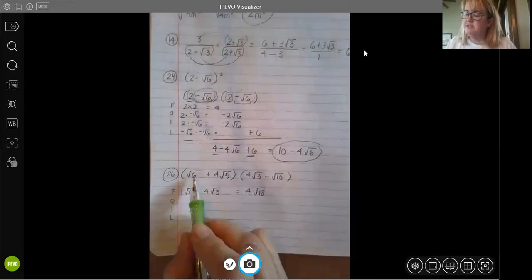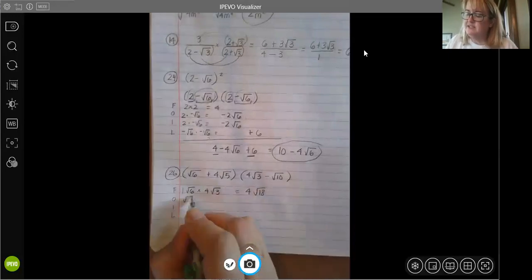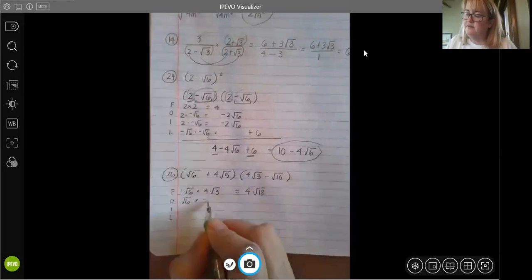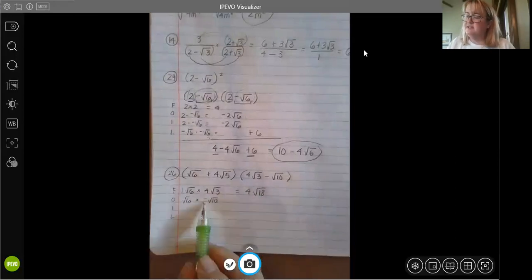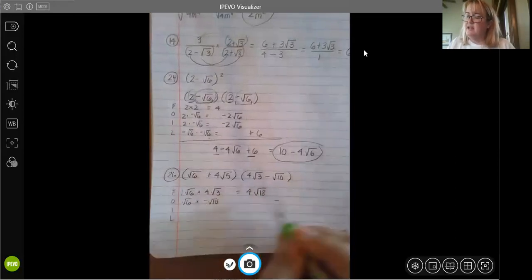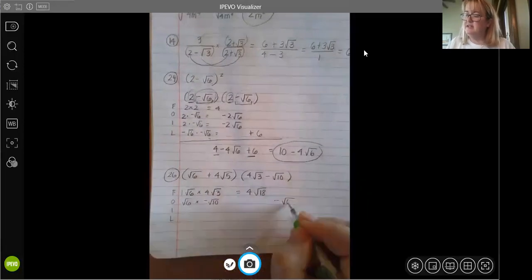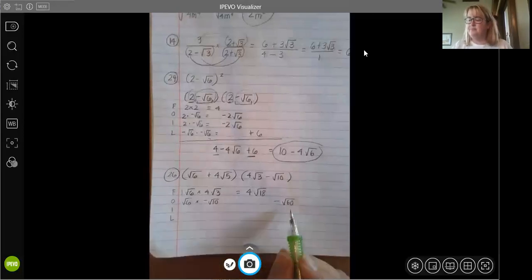The outer terms are the square root of 6 and negative square root of 10. So it's the square root of 6 times negative square root of 10. Well, this is positive, this is negative, so it's a negative. And then 6 times 10 is 60. So the square root of 6 times the square root of 10 is the square root of 60.